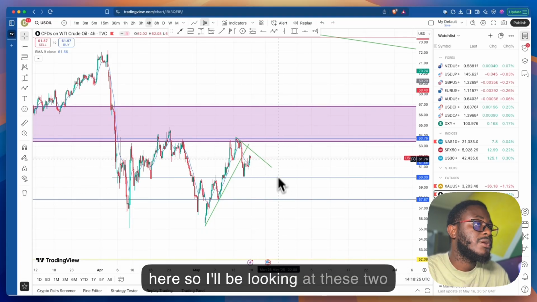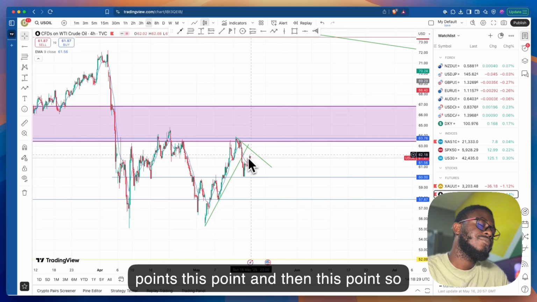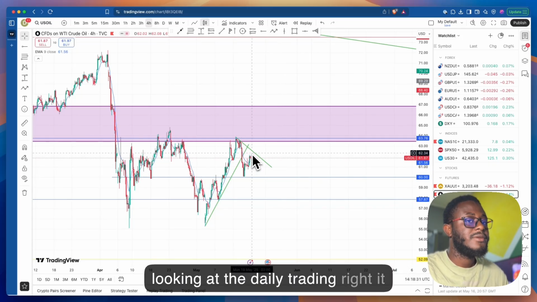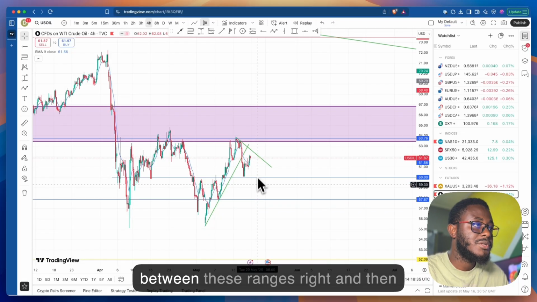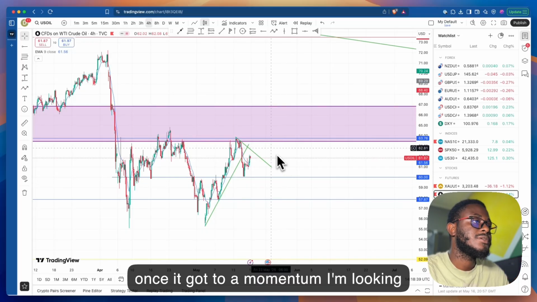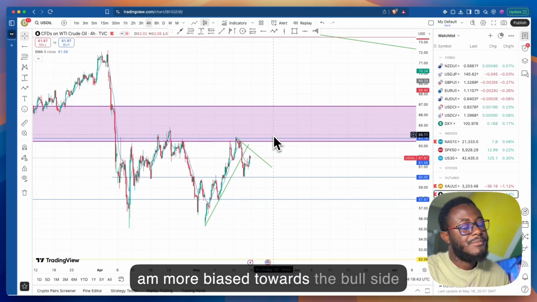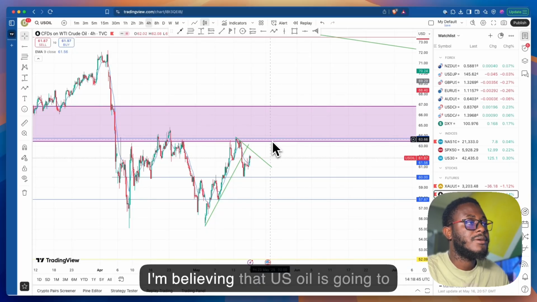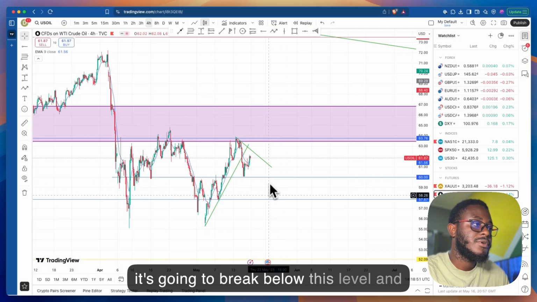So I'll be looking at these two points, this point and then this point. Looking at the daily trading, it looks like US oil is going to be moving between these ranges. And once it gathers enough momentum, I'm looking at it breaking above this level. I'm more biased towards the bull side. I believe US oil is going to break above this level, and if not, then it's going to break below this level and go lower.